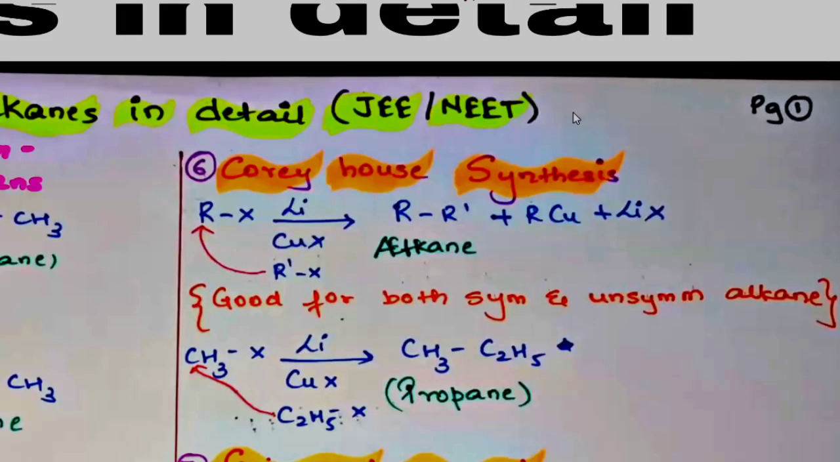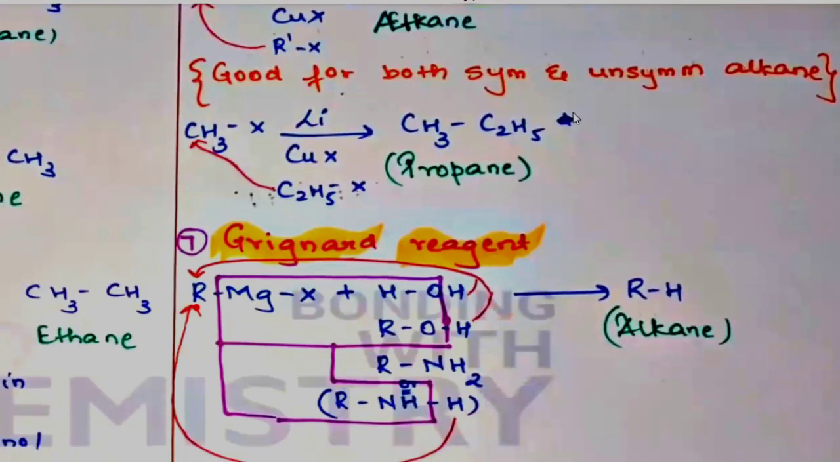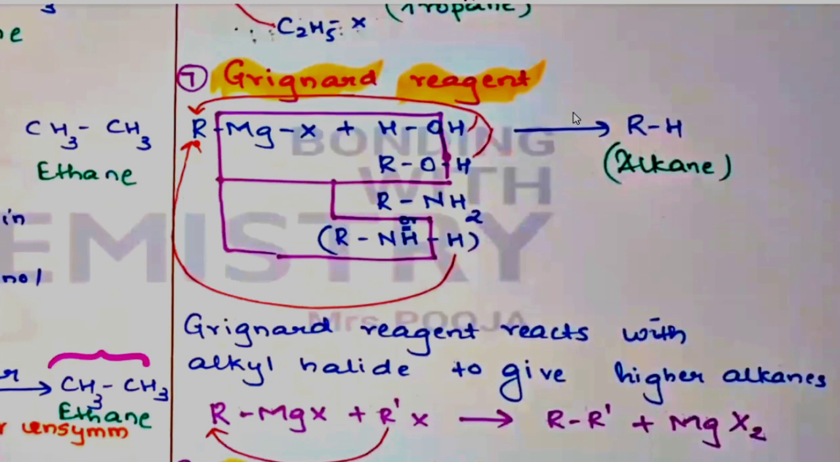When an alkyl halide is treated with lithium, the final product we get is alkane. Now, this reaction is good for both symmetrical as well as unsymmetrical alkane. So, you can easily prepare unsymmetrical alkane using Corey-House synthesis. The next reaction is Grignard reagent. Grignard reagent, all of you know it is RMgX, where magnesium is attached to R as well as halide group.